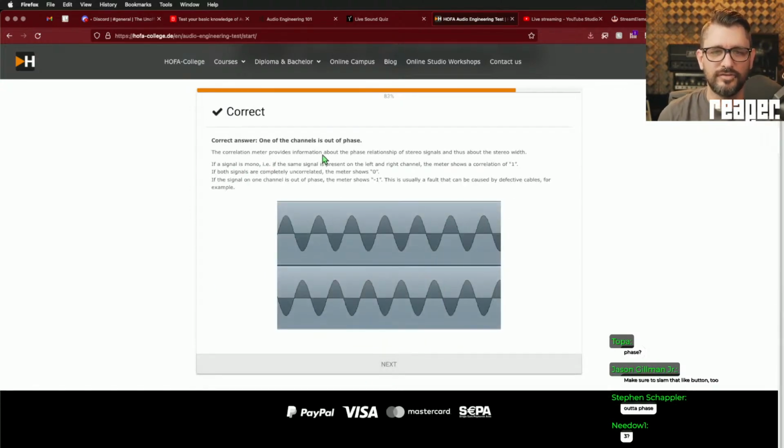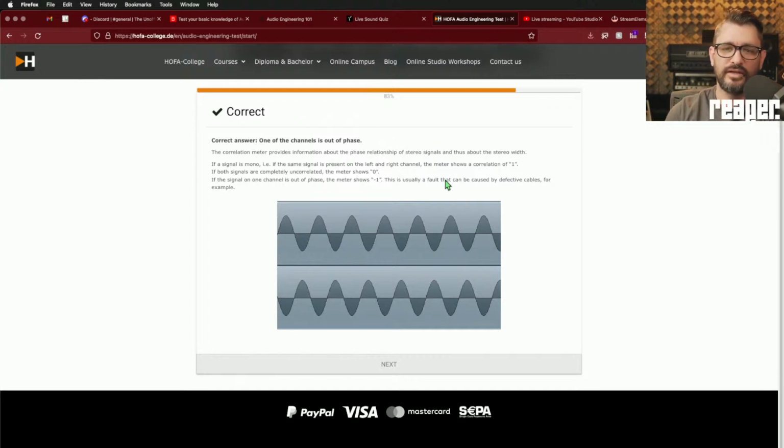Correlation meter provides information about the phase relationships of stereo signals and thus about the stereo width. If a signal is mono, i.e. the same signal is present in the left and right channel, the meter shows a correlation of 1. If both signals are completely uncorrelated, the meter shows 0. If the signal on one channel is out of phase, the meter shows -1. This is usually a fault that has been caused by defective cables, for example. So if it's -1, that's a phase inversion. Uncorrelated means the signals are completely different.